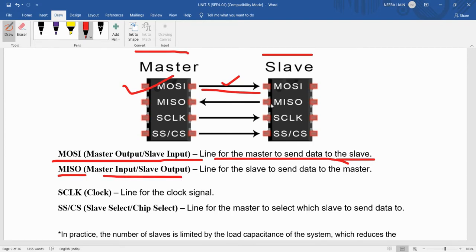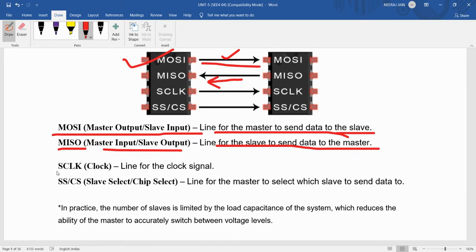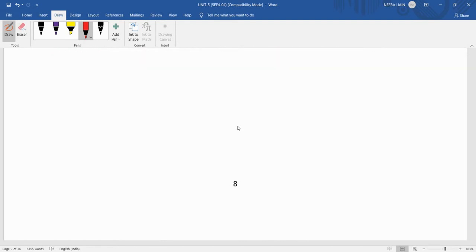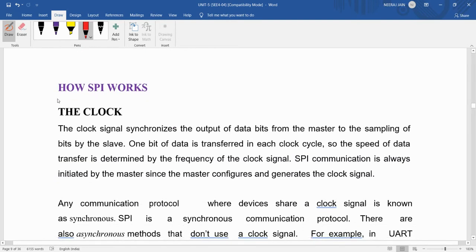नाउ सेकंड इज द मीसो, दैट इज द मास्टर इनपुट स्लेव आउटपुट. तो यहाँ पर हमारे पास मास्टर है वो तो हमारे पास इनपुट है और स्लेव इज द आउटपुट. तो डाटा को इस तरह से सेंड किया जा रहा है. लाइन फॉर स्लेव टू सेंड डाटा टू द मास्टर. देन SCL के क्लॉक, लाइन फॉर द क्लॉक सिग्नल, ये हमारी क्लॉक के लिए लाइन होती है. एंड SS, इज द स्लेव सेलेक्ट और चिप सेलेक्ट, लाइन फॉर द मास्टर टू सेलेक्ट विच स्लेव टू सेंड डाटा टू, किस स्लेव पर हमको डाटा को भेजना है.